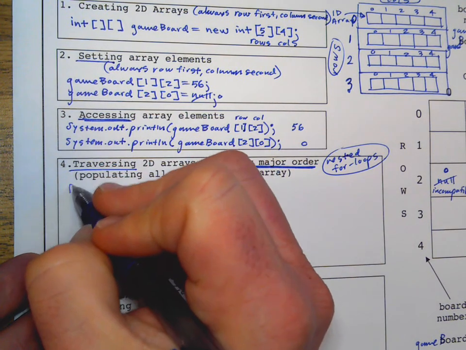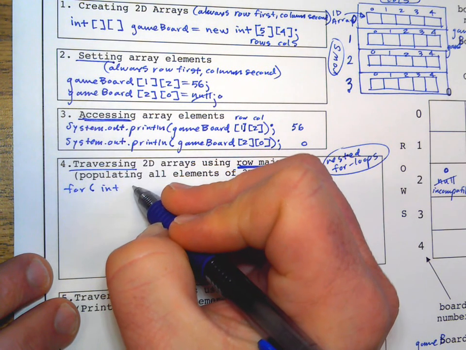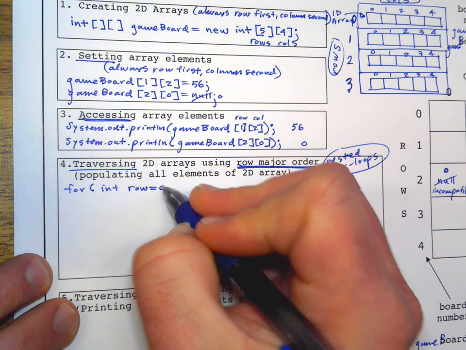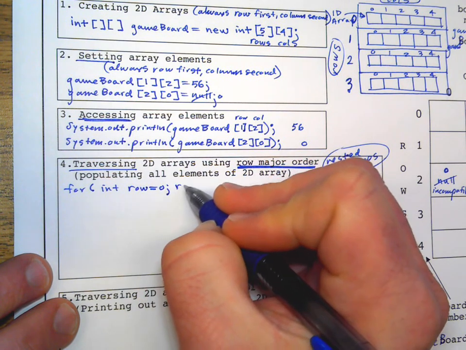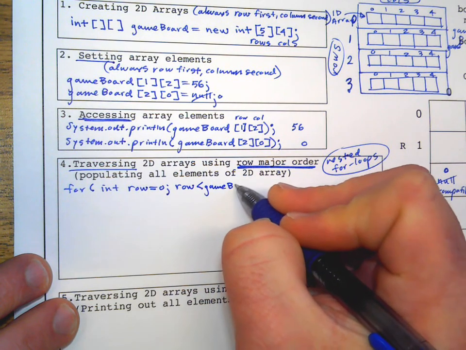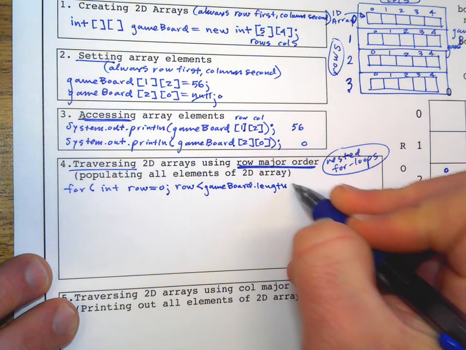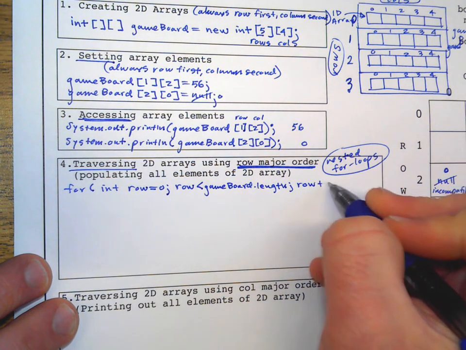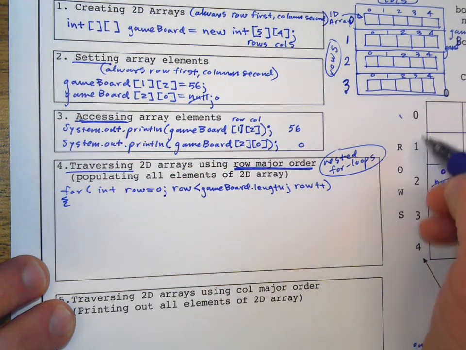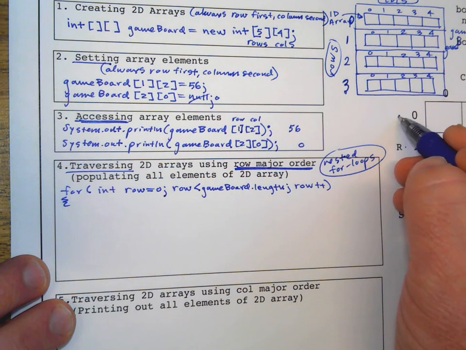So, for instance, for int. Now, instead of index, I'm going to call these ones row. So row major means you're going to go through the rows first. You're going to go row by row. So row is less than. Now remember, we got to get the right size. Gameboard.length gives you the number of rows. So that's the one you'd want to use here, and then we're going to do row plus plus. And so what that does is that it goes to row 0, row 1, row 2, row 3, row 4. Now, when we get to each row, we want to go through their columns.